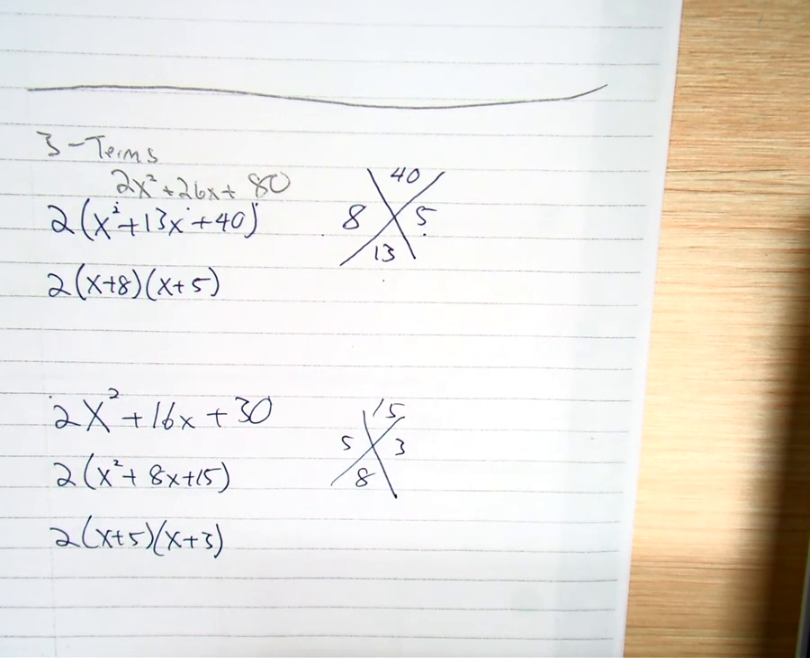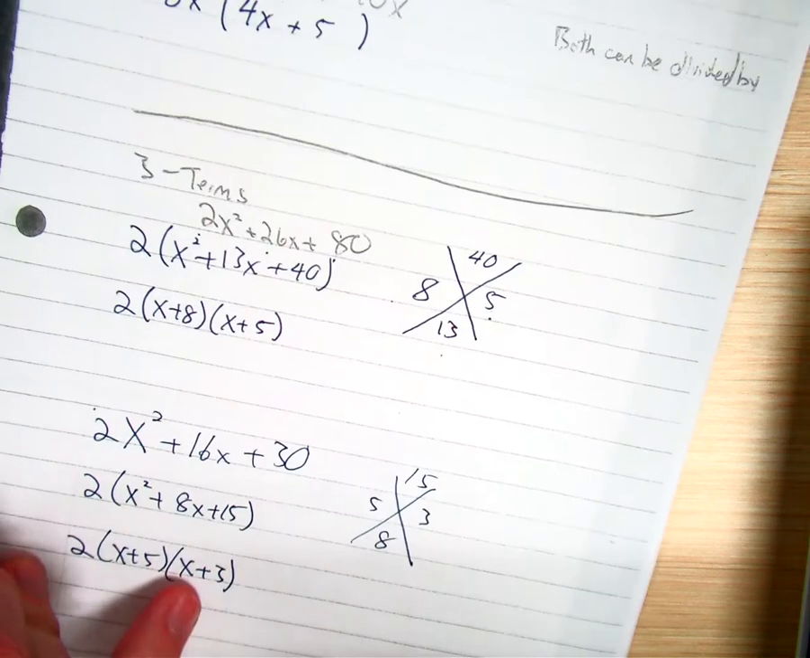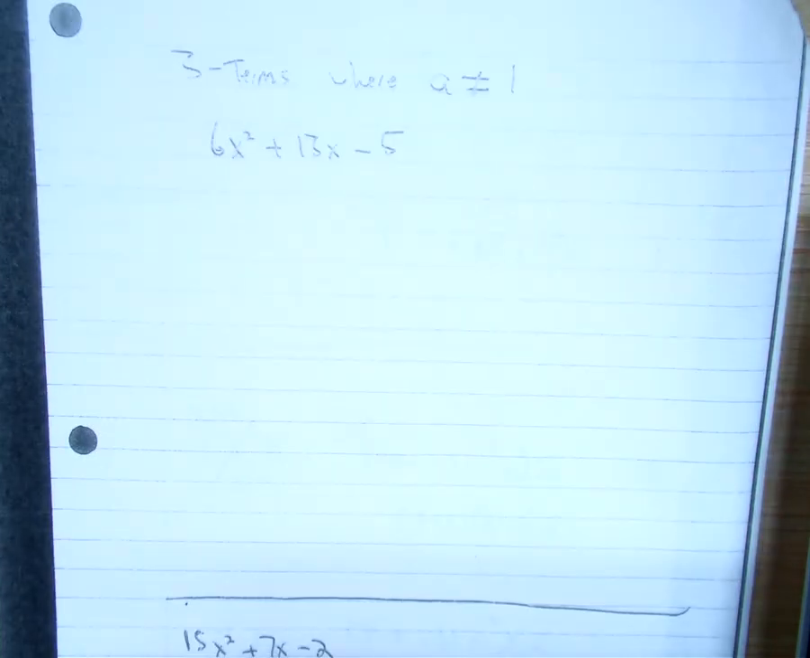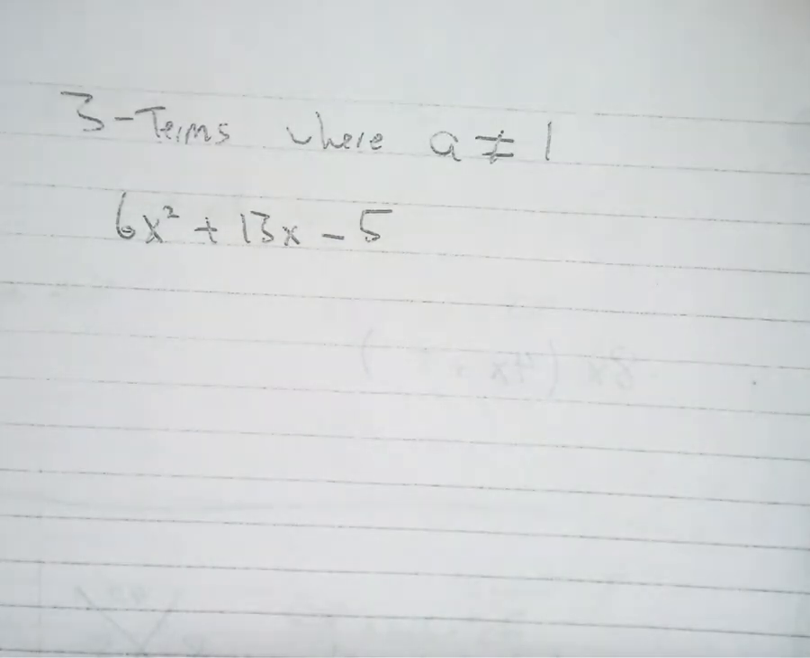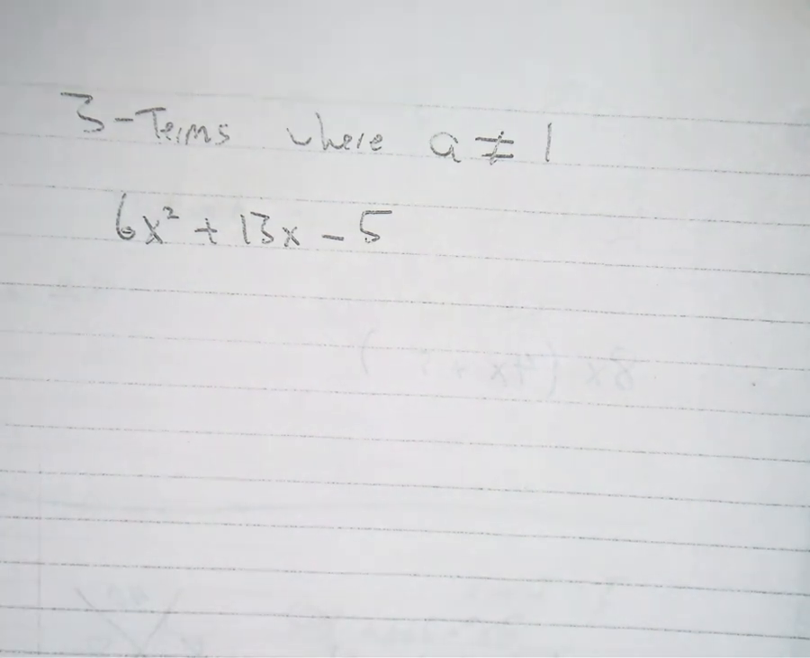Okay, on to the next one. What if we can't factor that out? Okay, I can't divide all three pieces by 6. I can't divide them all by 2 or anything really. Okay?